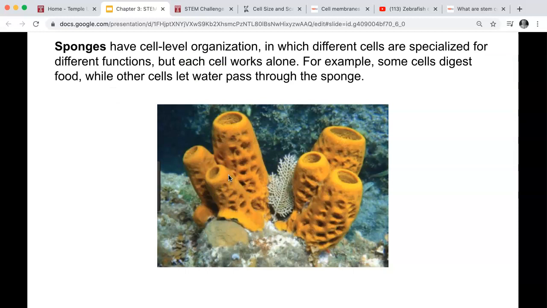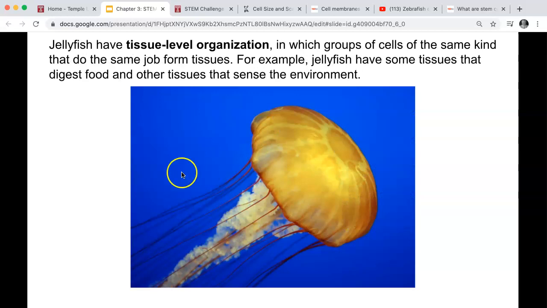As we move to a higher level of cell organization, in this case, this is a picture of sponges, and sponges have the ability for some of their cells to do specific functions. For example, some cells digest food. That's not true in the more primitive structures.